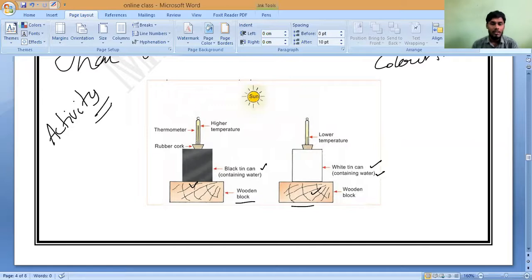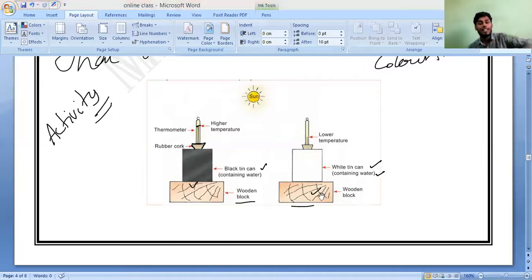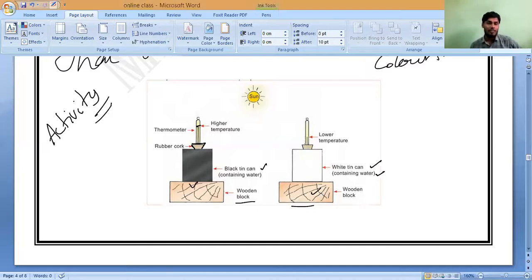Now here at the opening, I am having a rubber cork to fix the thermometer. If I place it for 1 hour or 2 hours in sunlight, and you come and observe, you can see where the thermometer reading is more. The thermometer reading is higher in the black color can. So the black tin absorbs more heat from the sun, and the white tin absorbs less heat from the sun. That is why the temperature is much more here compared to here. Is it yes or no?